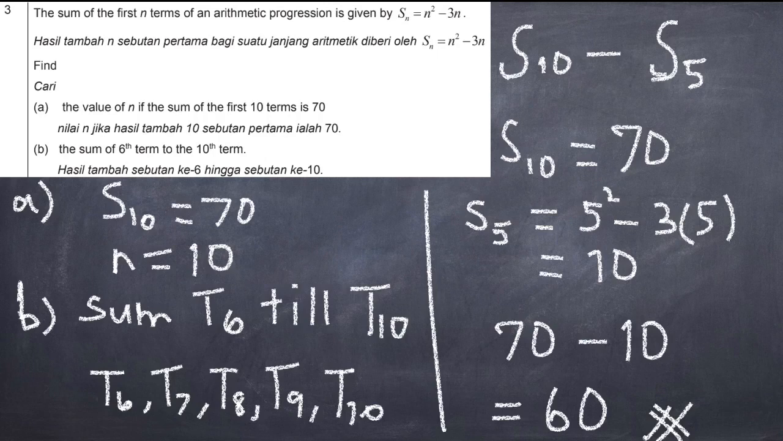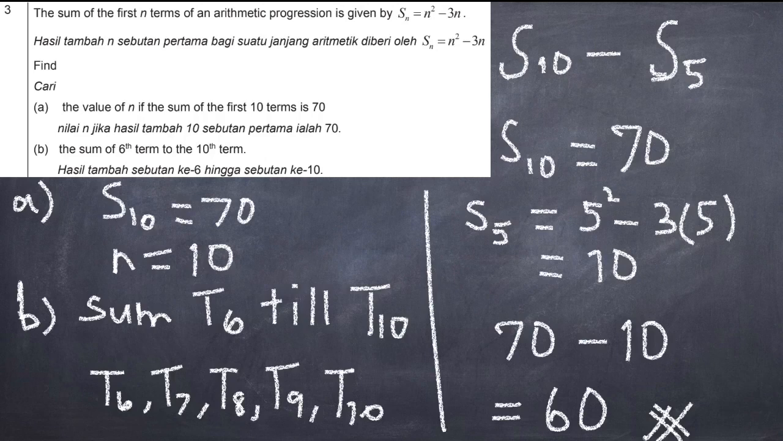Right, the second question, you want to sum from the 6th term to the 10th term. So if you list your T6 until T10, that's what you want to sum. So if you sum all the terms from the first term until the 10th term, you get S10. But you need to subtract the terms before T6, which is S5. So S10 minus S5 will be the appropriate formula to find the sum from T6 to T10.